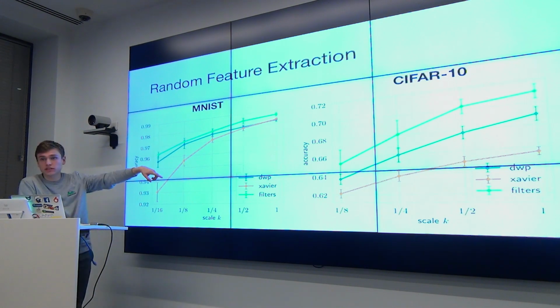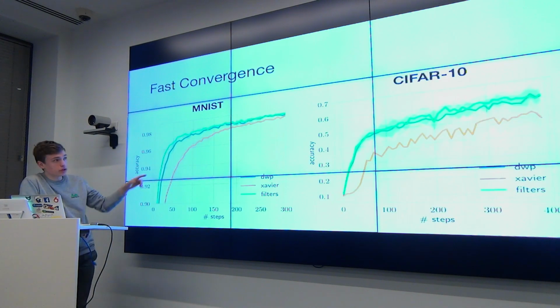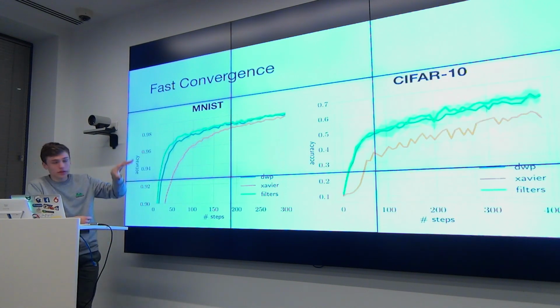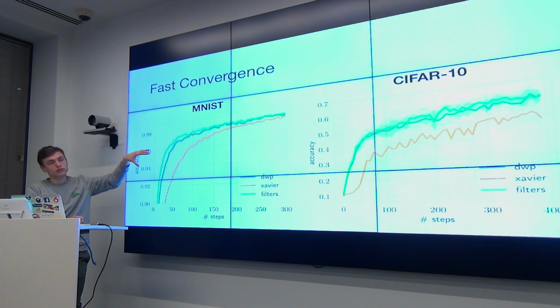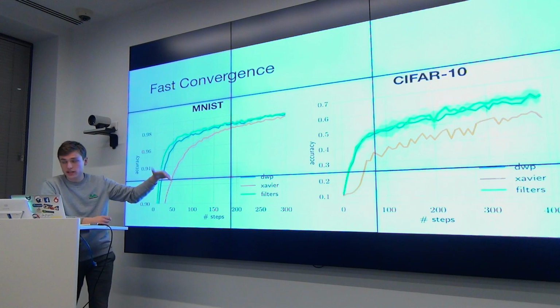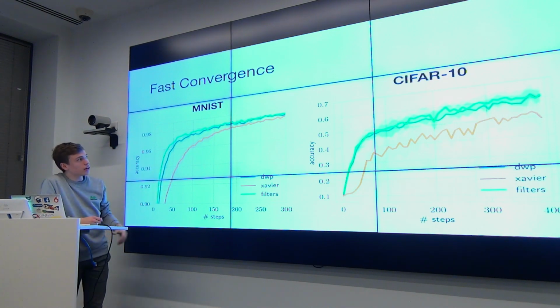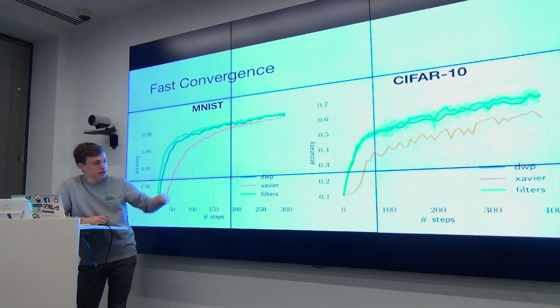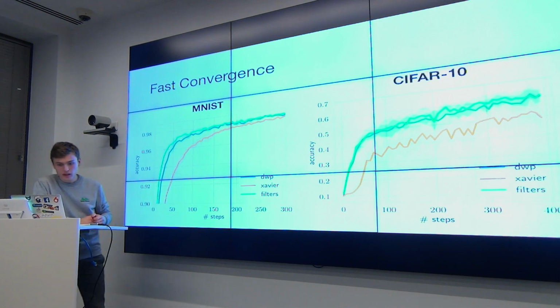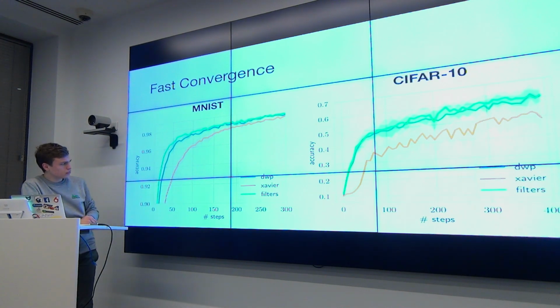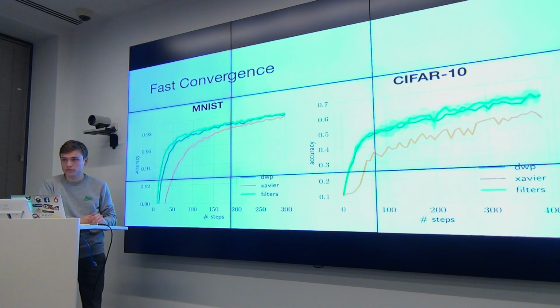Also we compare different initializations in terms of convergence speed. Here we train both the convolution part and the fully connected part, but we initialize our convolution part with random Xavier initialization, DWP, and filters. Here you can see that when we initialize wisely, we converge much faster to the same level of accuracy than with just random initialization.